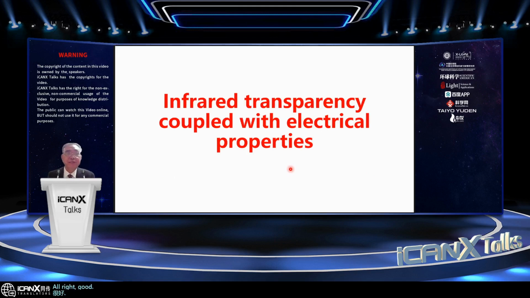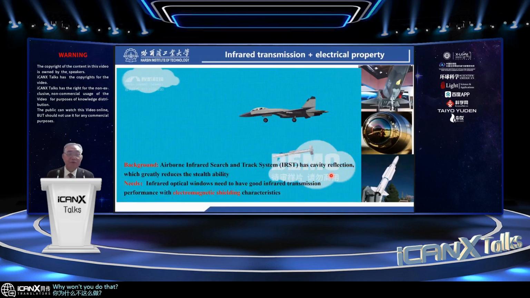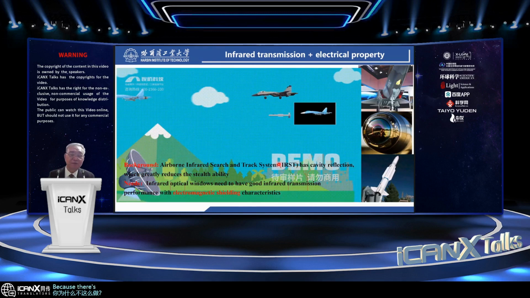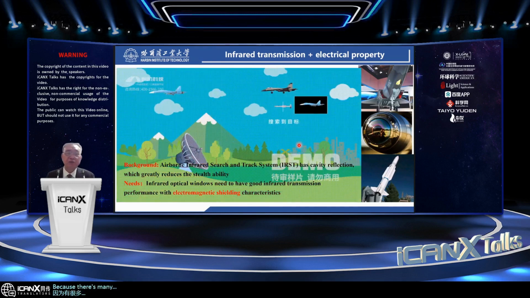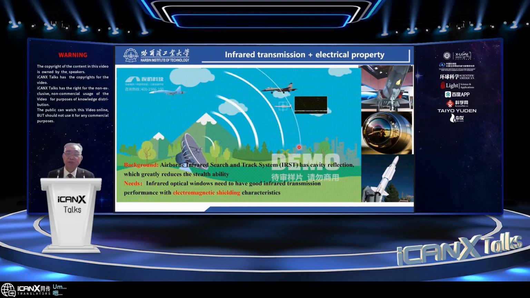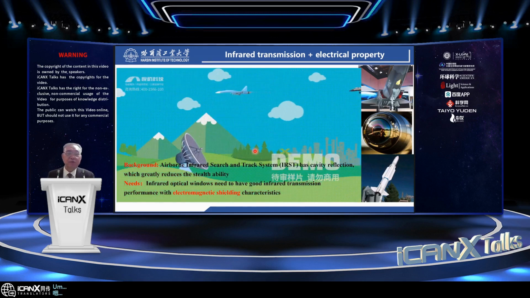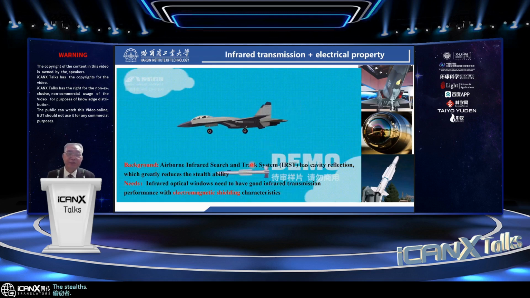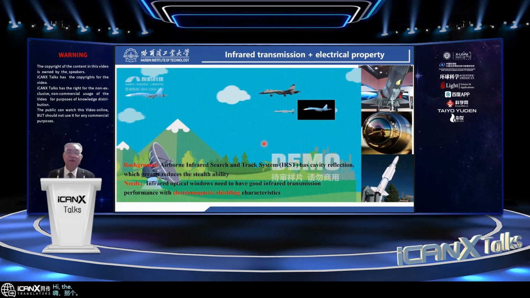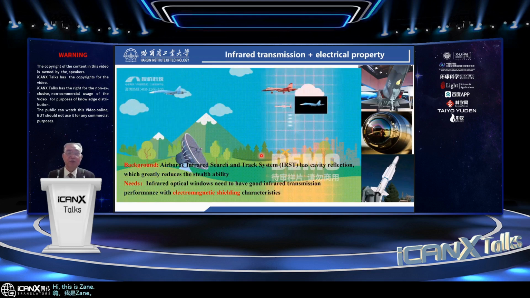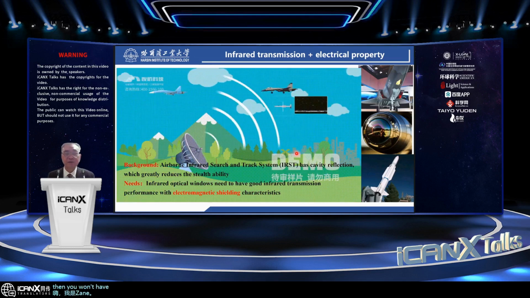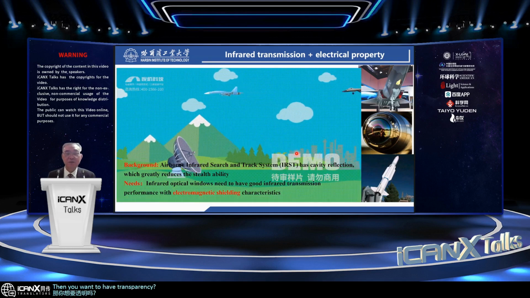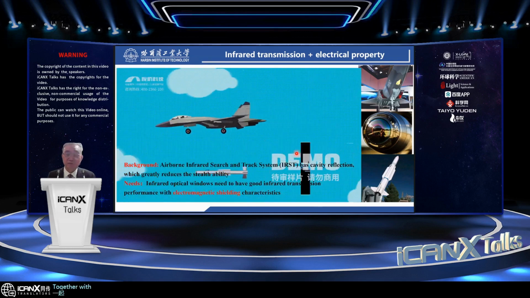All right, good. Next, let's talk about infrared transparency coupled with the electrical properties. Why do we want to do that? Because there are many applications. If you want stealth, to hide this thing, then you want to have transparency together with conductivity.